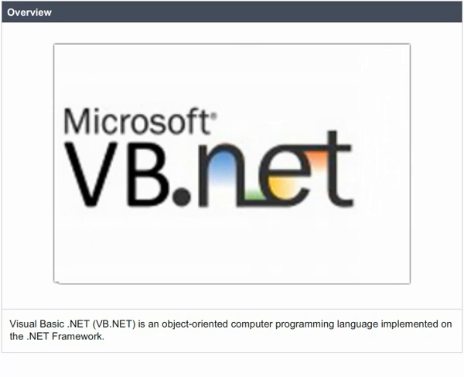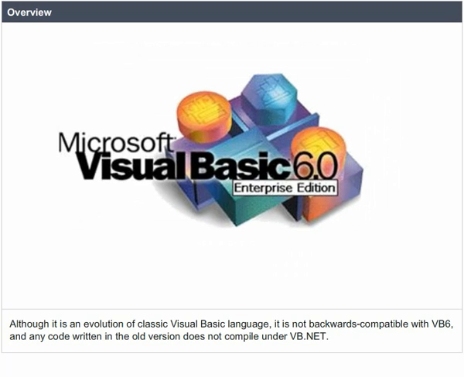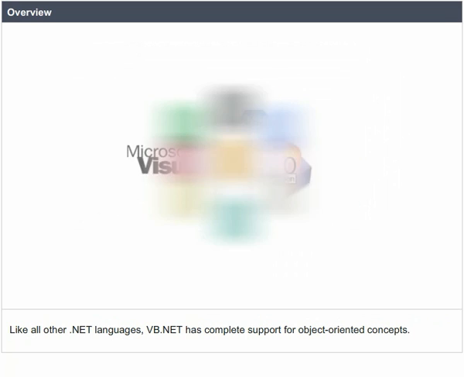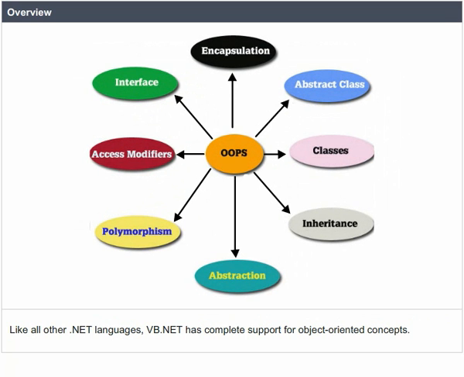Overview. Visual Basic .NET (VB.NET) is an object-oriented computer programming language implemented on the .NET framework. Although it is an evolution of the classic Visual Basic language, it is not backwards compatible with VB6, and any code written in the old version does not compile under VB.NET. Like all other .NET languages, VB.NET has complete support for object-oriented concepts.